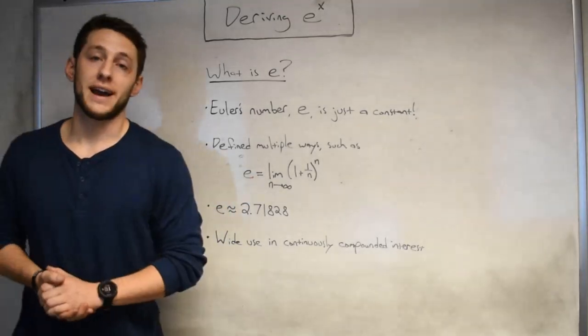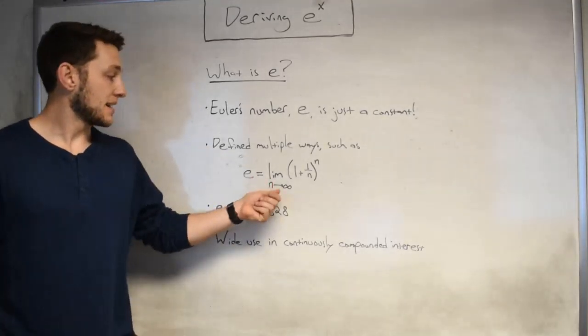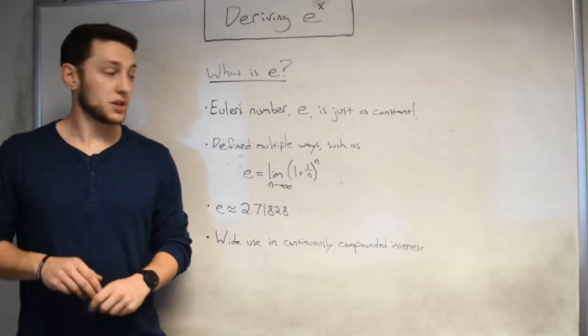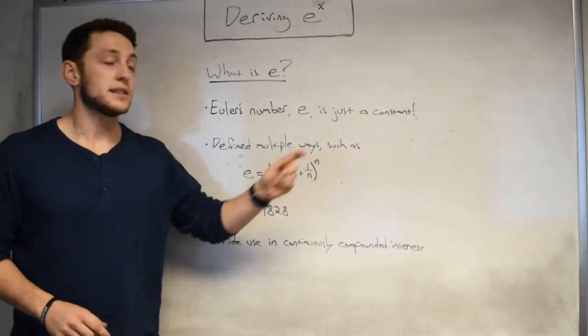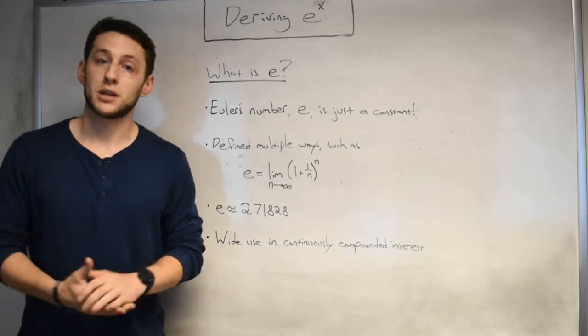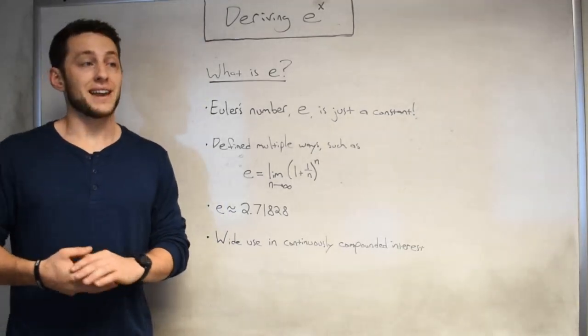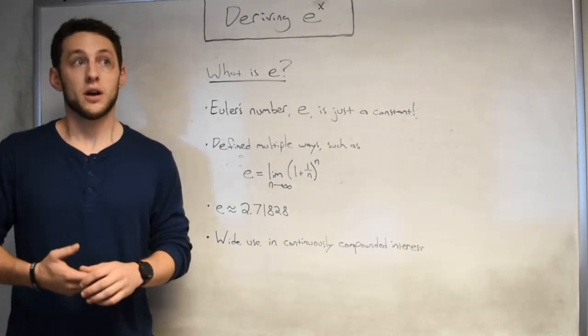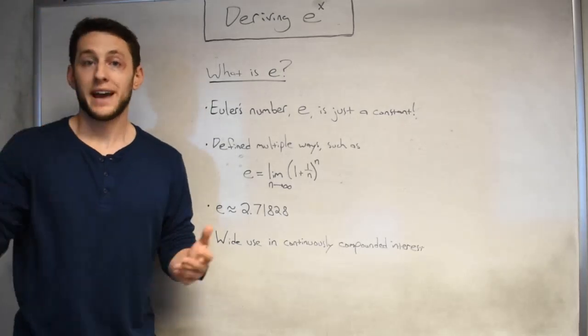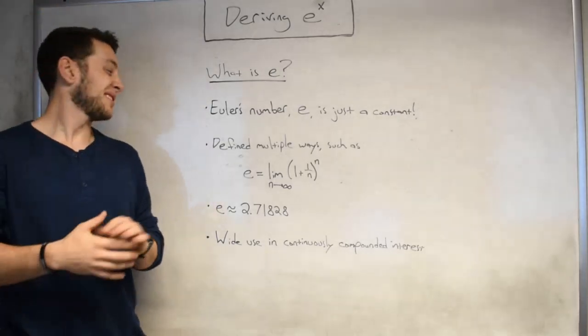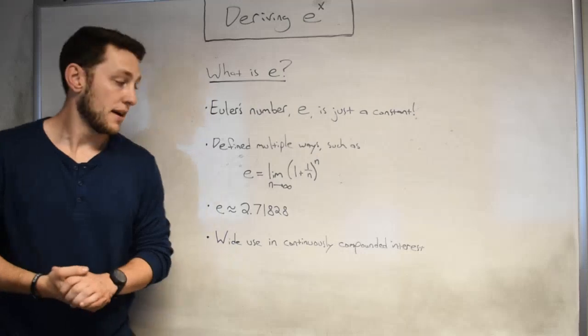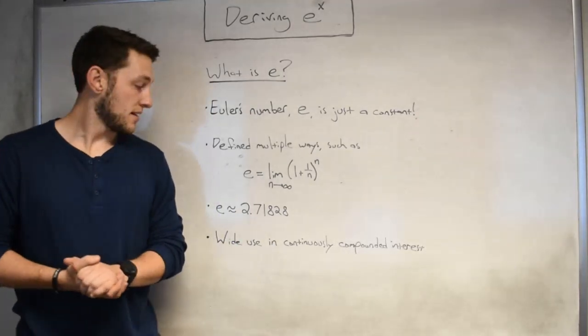One way we can define e is the limit, as n approaches infinity, of the function 1 plus 1 over n to the n power. There are actually other ways to define it, such as adding together all of the fractions of 1 over n factorial. However, this is probably the one that you'll remember as it relates to compounded interest.